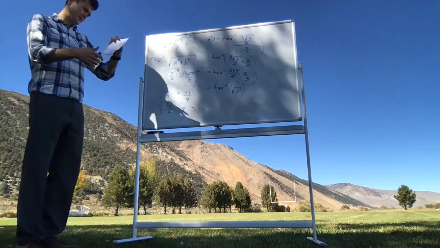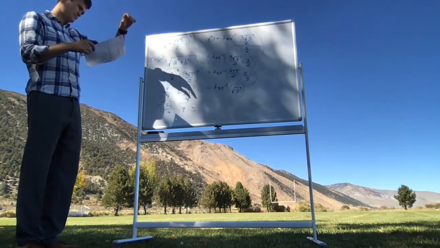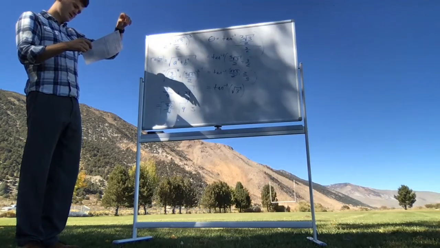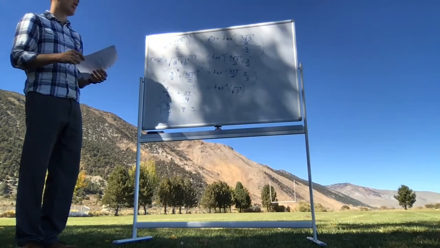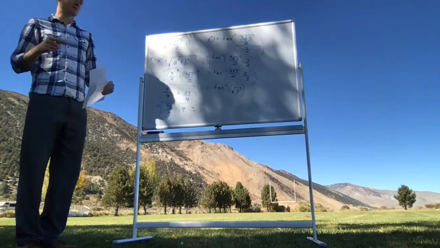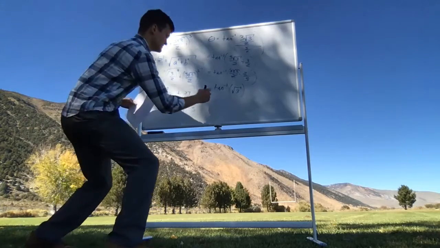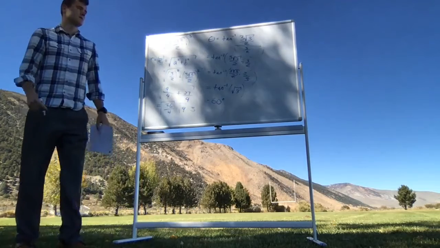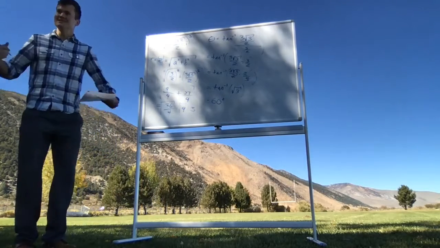And I didn't say how many places to round here. Oh, it's going to be a special right triangle, though, so it'll be exact. 60 degrees? Yeah. Okay, we're still not done.